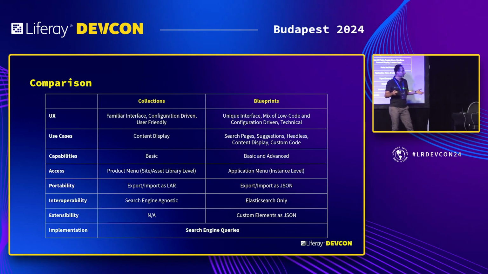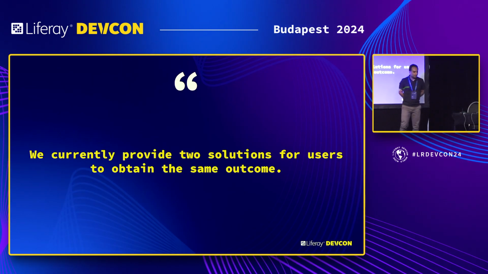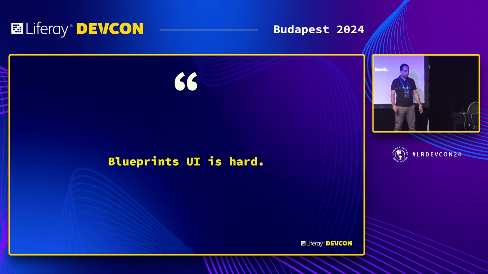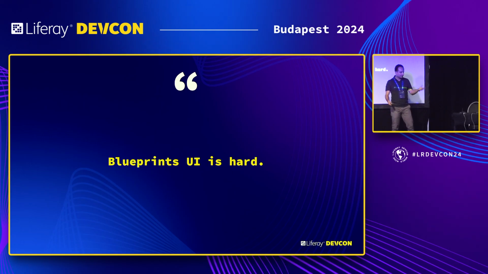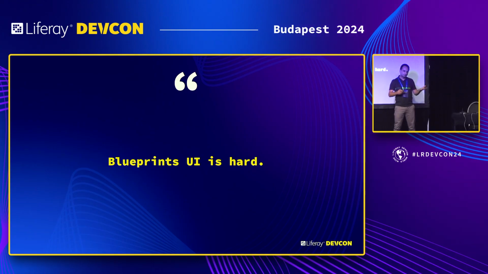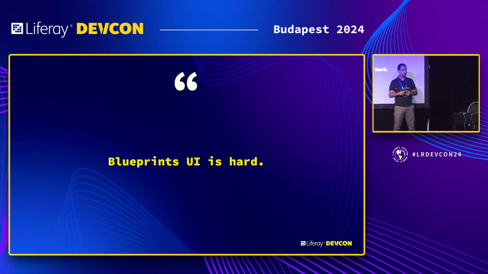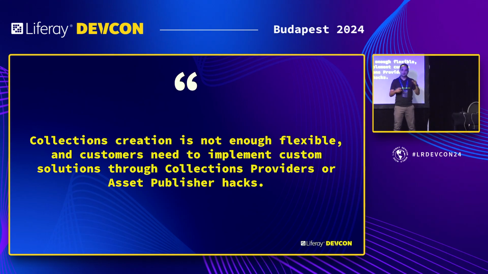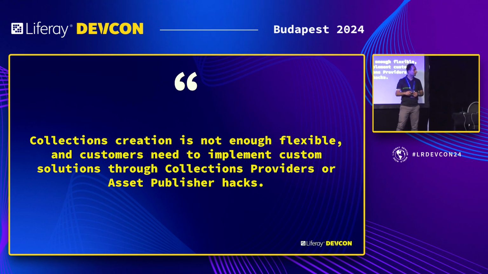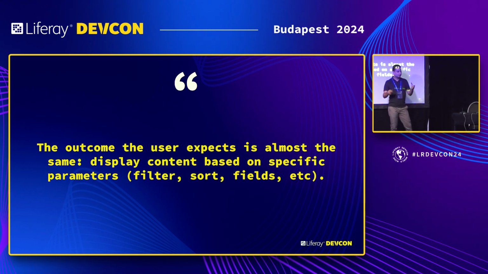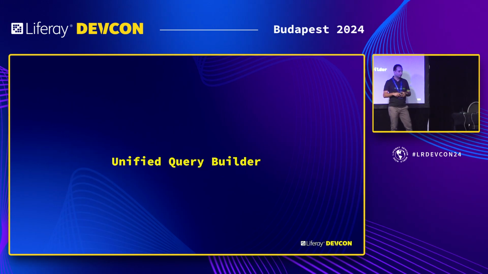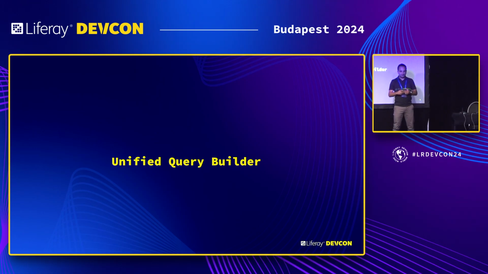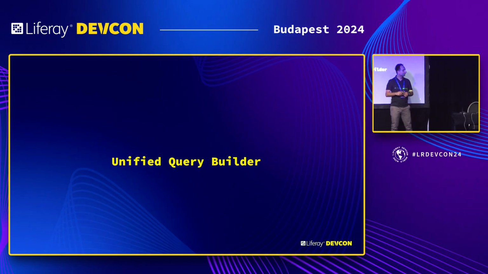And as I mentioned, both are building a search query under the hood. So it looks like we provide two solutions for the same problem, at least from a user's perspective, for the same outcome. When we started to look into this, we got feedback that the Blueprints UI is hard, which really meant there were some missing basic capabilities that don't need a technical JSON approach. But we got the same feedback about collections, lacking filtering like period of time and range filters. So essentially, the user expects the same outcome, but we have two solutions. So there is an opportunity here. There is a challenge, and there is something to solve, that extra 20 or 40%.